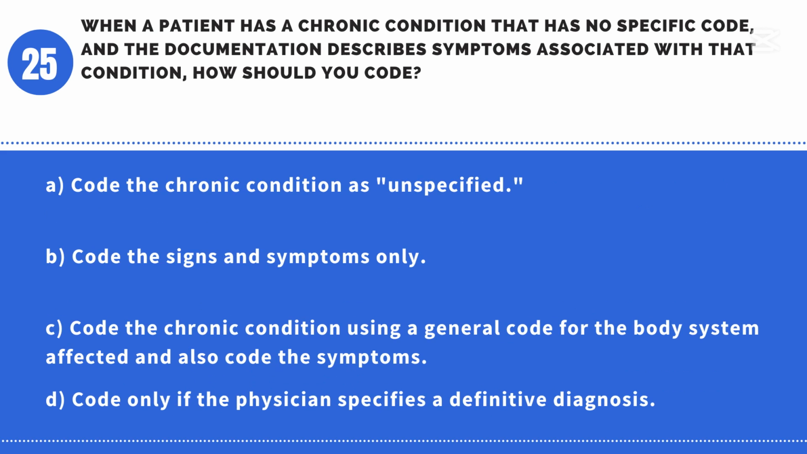Question 25. When a patient has a chronic condition that has no specific code, and the documentation describes symptoms associated with that condition, how should you code? A. Code the chronic condition as unspecified. B. Code the signs and symptoms only. C. Code the chronic condition using a general code for the body system affected and also code the symptoms. D. Code only if the physician specifies a definitive diagnosis.